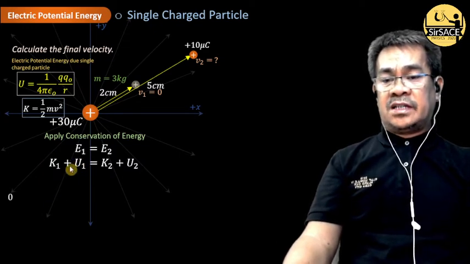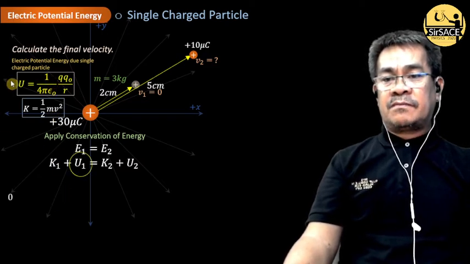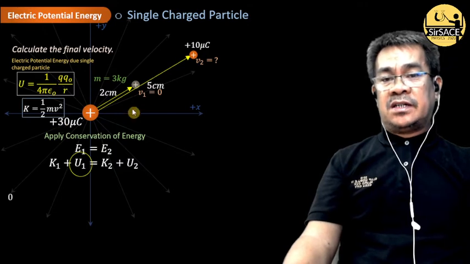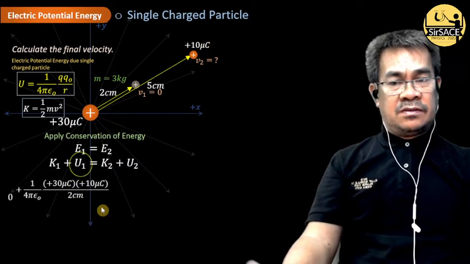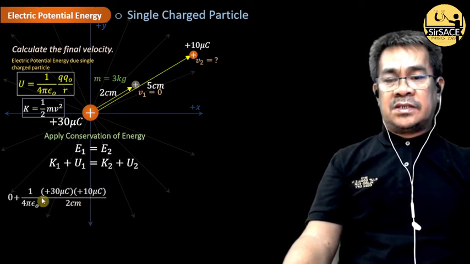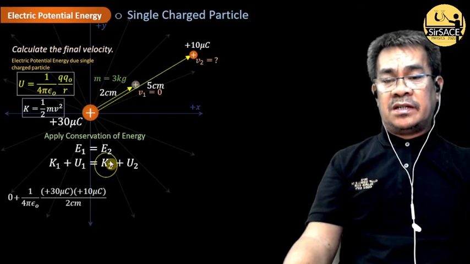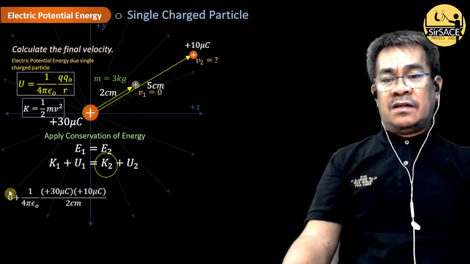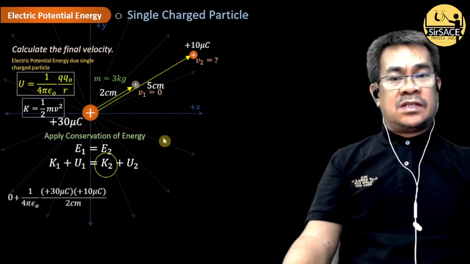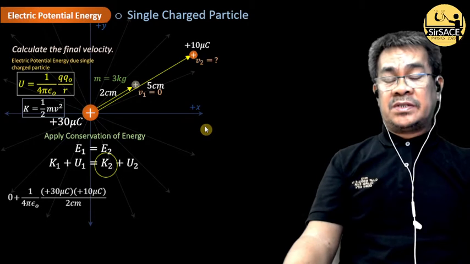But the second term in the left member, the U1, we can substitute it with the formula: 1 over 4 pi permittivity, Q, which is 30, Q naught is 10, and R is 2. Okay, so do it that way. So this is our U1. And this must be equated to K2 and U2. But what's K2? If K1 is 0, K2 is not 0 because we have here the velocity. And we don't know this velocity.